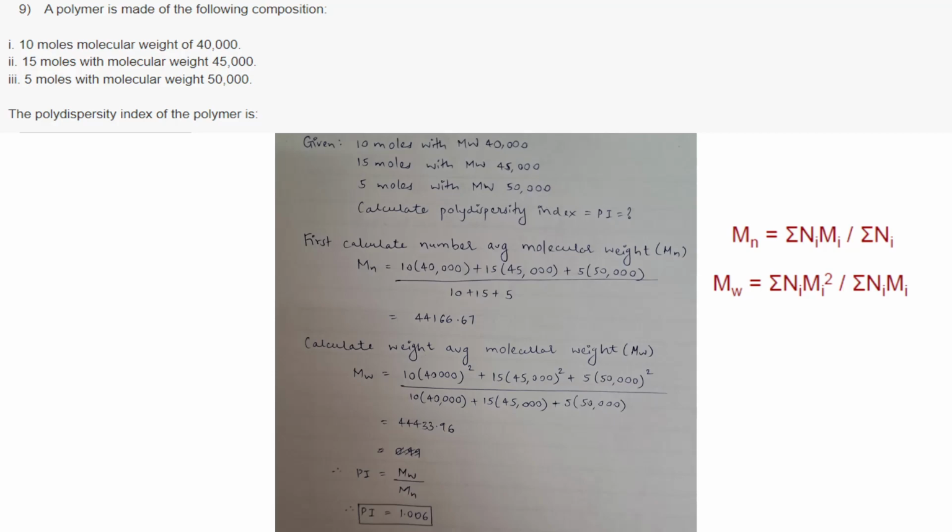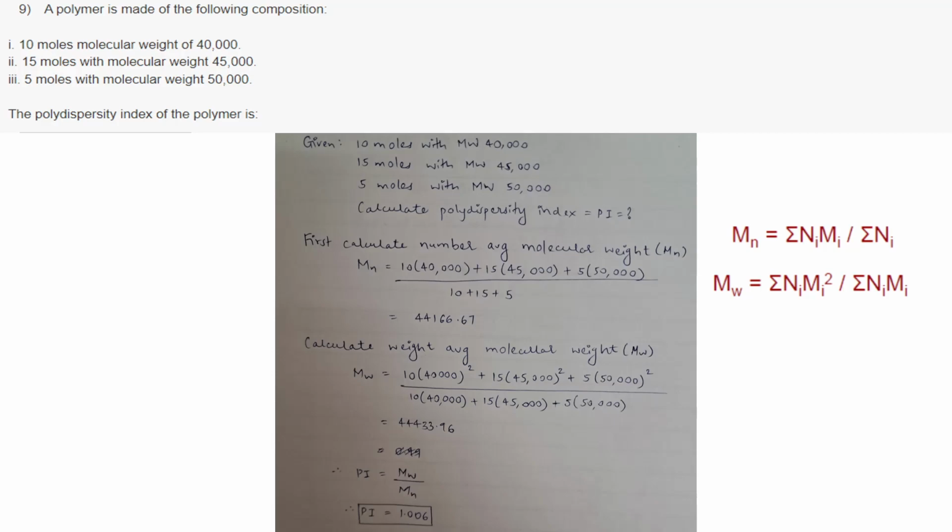Next, we have this Mw, that is the weight fraction of polymer. Again, a straightforward formula. You take the number of moles, you multiply it with the square of the molecular weight, and then you divide to get the average. There again, you will get some value, and then you take a ratio of these two. So your answer should be somewhere around 1.